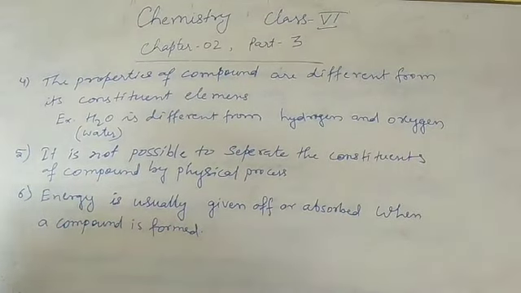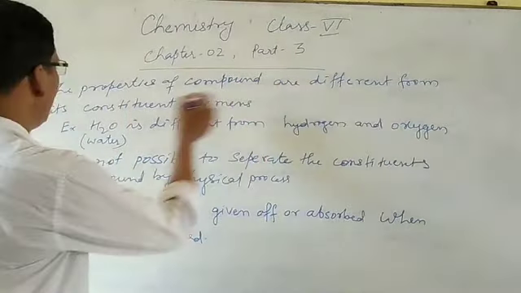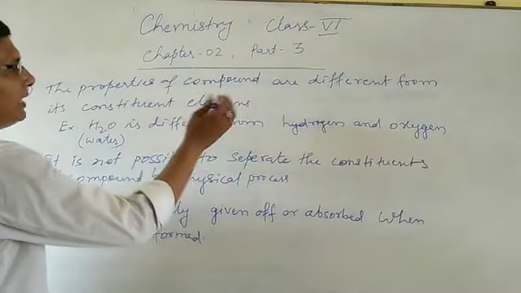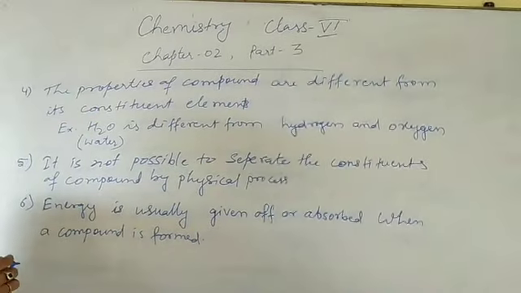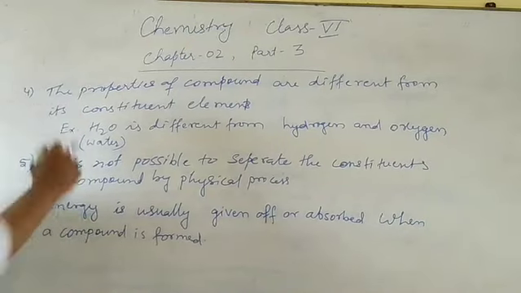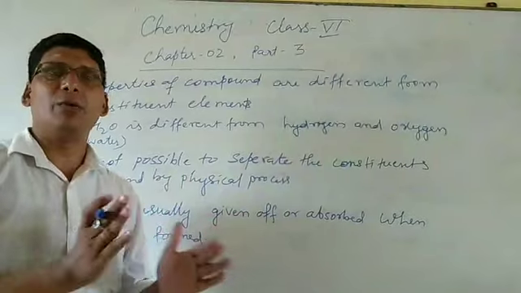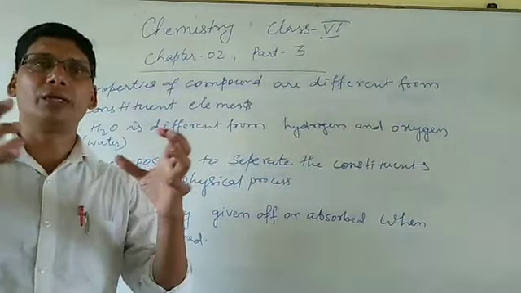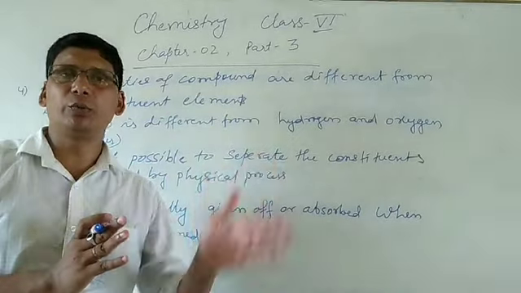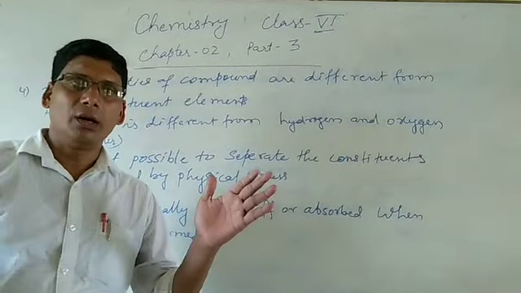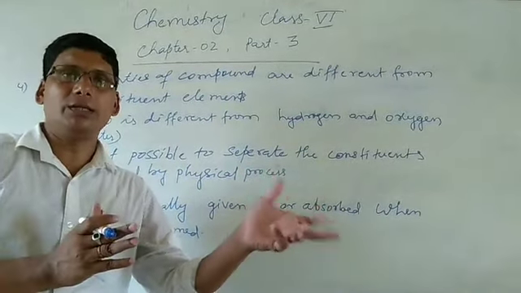Now see another characteristic, that is, the properties of a compound are different from its constituent elements. Different from its constituent elements. What does this property mean? I told you that a particular compound is formed by the combination of particular elements in a fixed ratio. Like water is always formed when 2 atoms of hydrogen and 1 atom of oxygen combine together. Always hydrogen and oxygen will join to make water.